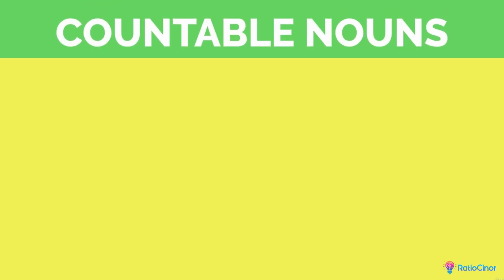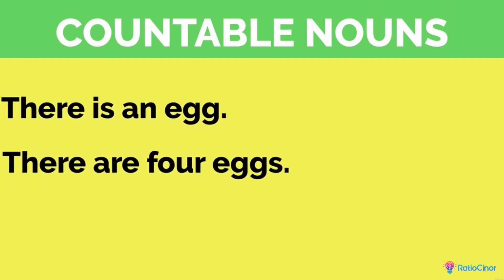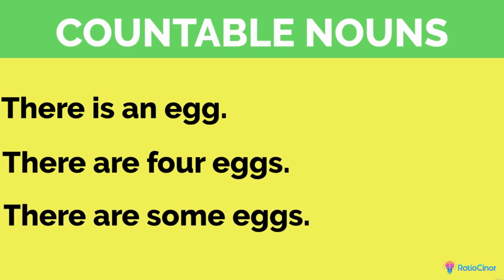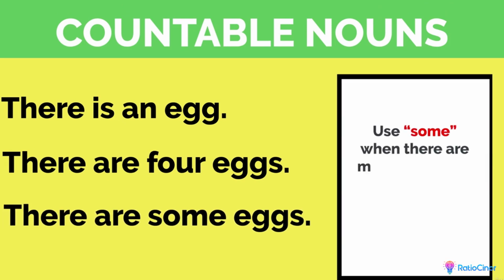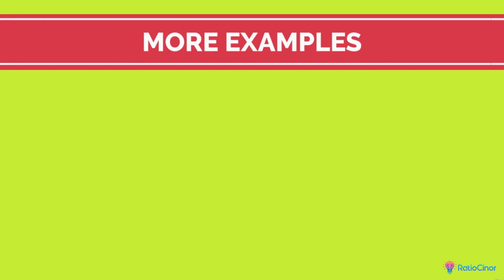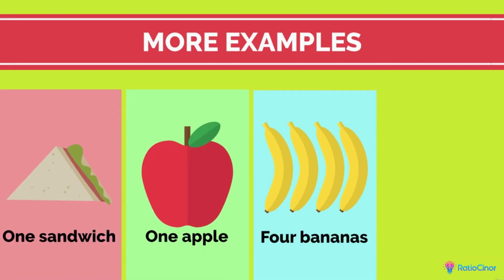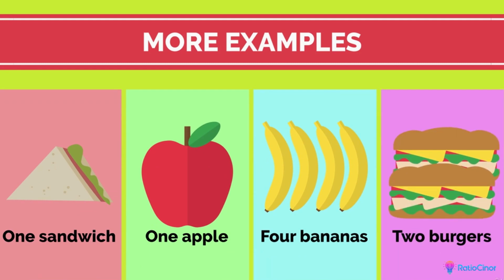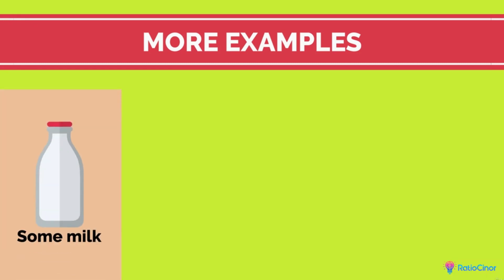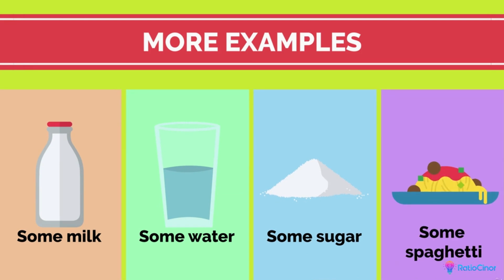Countable nouns. There is an egg. There are 4 eggs. There are some eggs. Use some when there are more countable things than you can easily count. More examples: 1 sandwich, 1 apple, 4 bananas, 2 burgers, some milk, some water, some sugar, some spaghetti.